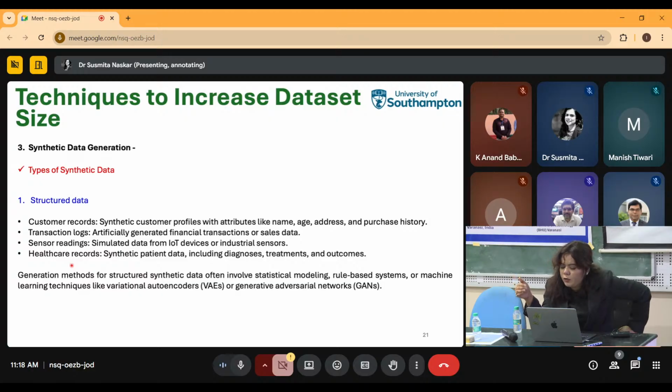If you think about customer records, like the profile, demographic or purchase history, those are the ones which we always refer to. Then sensor readings are something like simulated IoT or industrial signals with realistic ranges or error patterns.